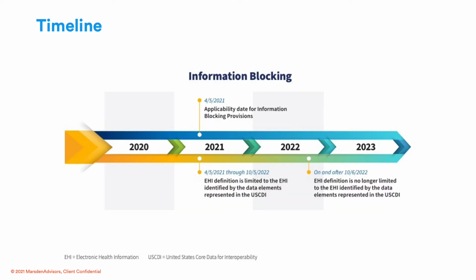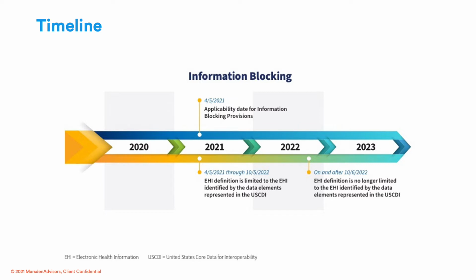So let's take a quick look at the information blocking timeline. Today, April 5th, 2021, is the compliance deadline for the information blocking provisions contained in this rule. Starting today and continuing through October 5th, 2022, you must allow access, exchange, and use of the data elements reflected in the USCDI, which we'll go over on the next slide.